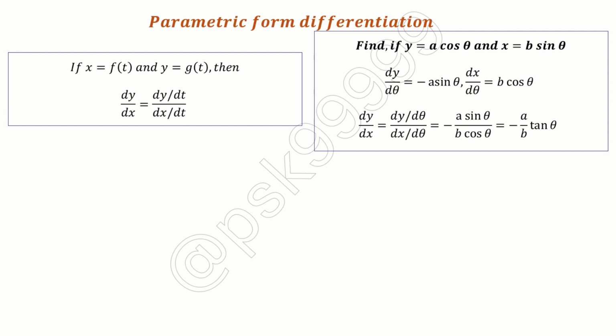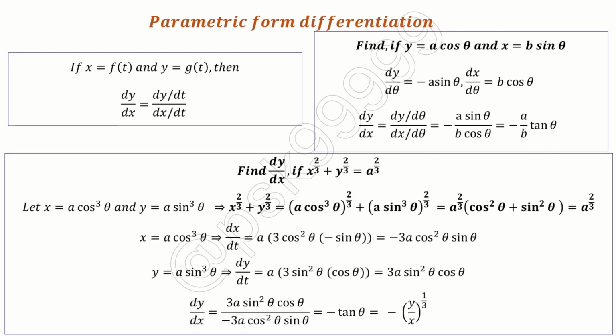Let's see some simple example first. Let's say y equal to a cos theta and x equal to b sin theta. So dy by d theta is nothing but minus a sin theta. I am differentiating y with respect to theta. Now differentiating x, dx by d theta is nothing but b cos theta. Now my dy by dx is the division of these two, right? So minus a sin theta divided by b cos theta, which is minus a by b tan theta. So this is how you will get the differentiation if functions are defined in parametric form.